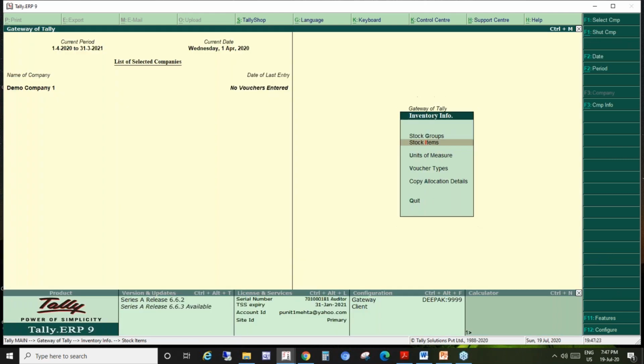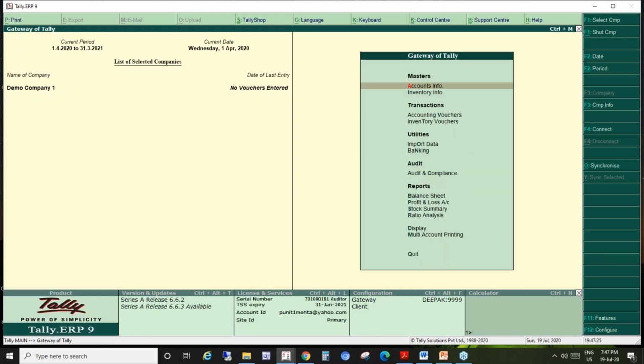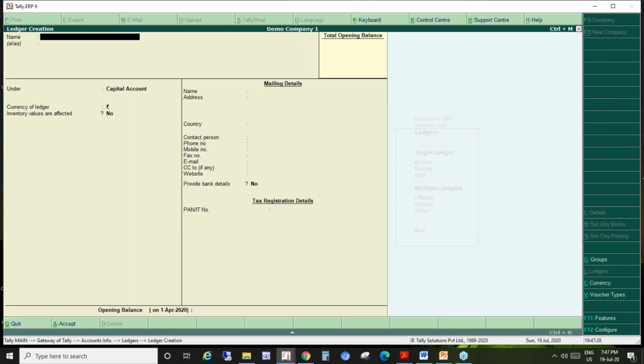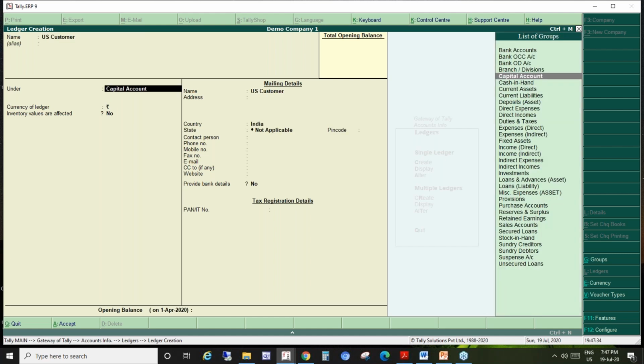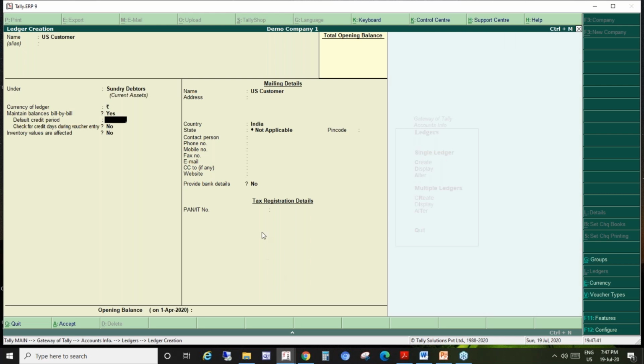I will also go and create customers. Here also we have to maintain the currency as rupee because the base currency is the rupee. Please do not go here and change it to dollar. Tally gives us the option of a list of currencies that we should use only for bank accounts for which we need the conversion at the end of the year. So for other places, we just have to select whatever the base currency is. Maintain balances bill by bill.